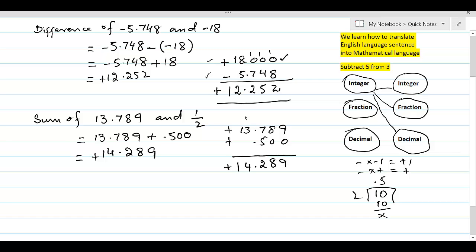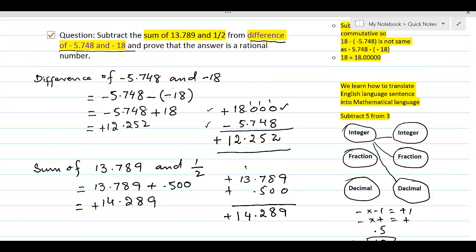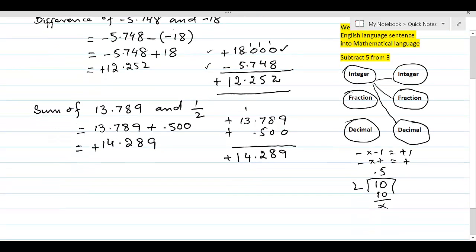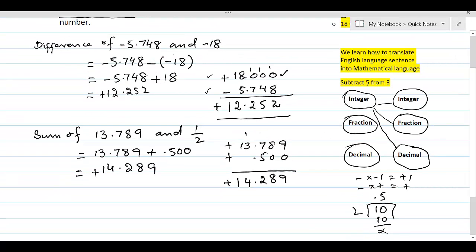Now, in order to understand the question, I would like you to read this. Subtract 5 from 3. Subtract 5, whatever comes after the word from, that we write first. So 3, and then subtract due to the word subtract. So 3 minus 5. What is that equal to? That is equal to minus 2.